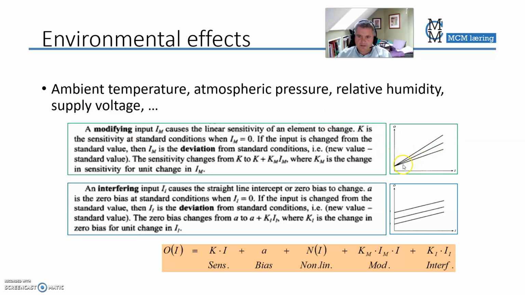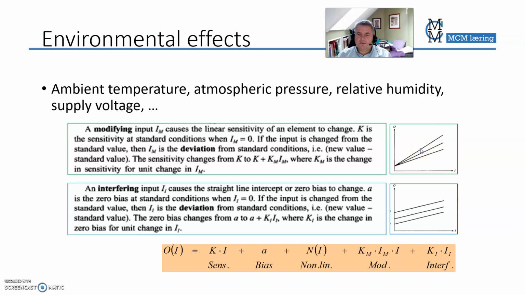So let's say that you have the lower line here. That is when you have, for example, the pressure transmitter at a standard ambient temperature, and that would typically be 25 degrees Celsius. Now, if the temperature increases to, let's say, 50 degrees Celsius or even 75 degrees Celsius, well, that would, if you have a modifying environmental effect, influence the sensitivity of the system.